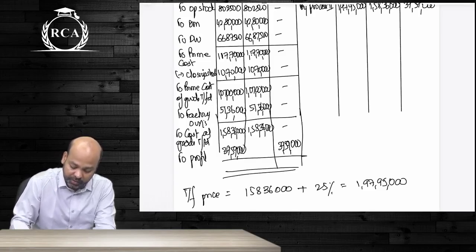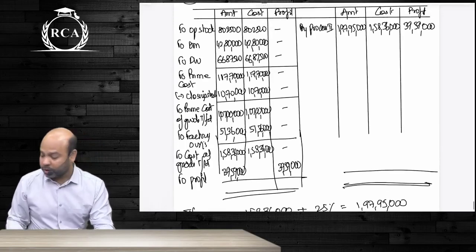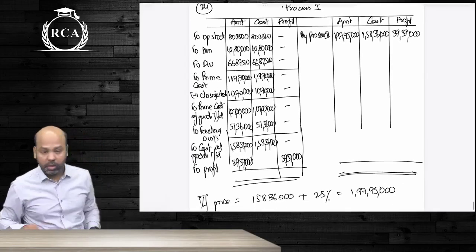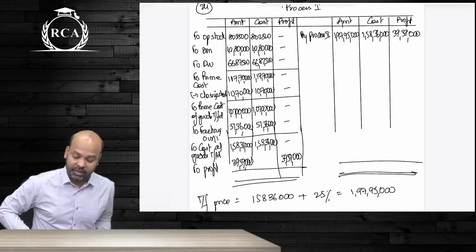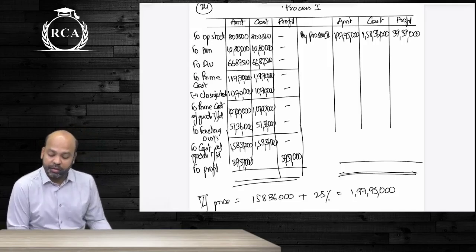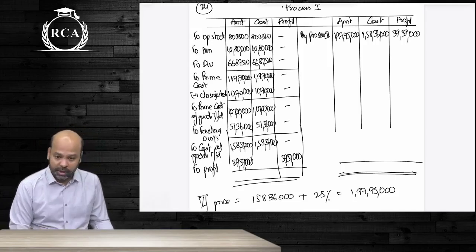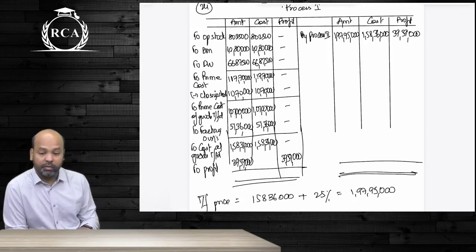ये हो गया process 1 account, guys, including the profit markup. Whatever transfers that we have made to process 2, guys, that's at 1 crore 97 lakhs 95,000. उसमें cost is 1 crore 58 lakhs 36,000. बाकी guys profit markup. Are we all clear about this?